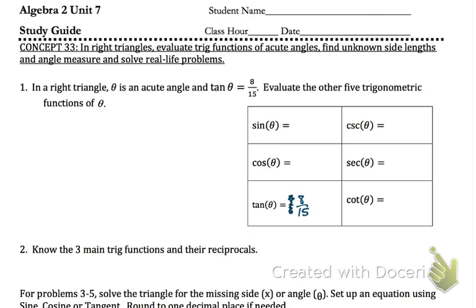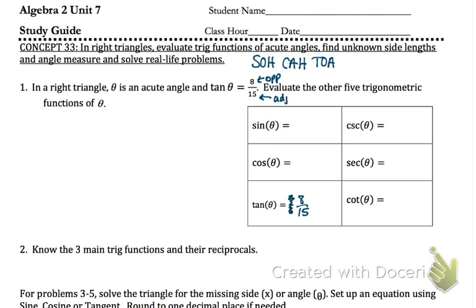Okay, so the first thing we have to do is figure out what our opposite, hypotenuse, and adjacent are so that we can answer these trig questions. So we're going to start with tangent. We know it is opposite over adjacent. You should have SOHCAHTOA memorized. So tangent is opposite over adjacent.